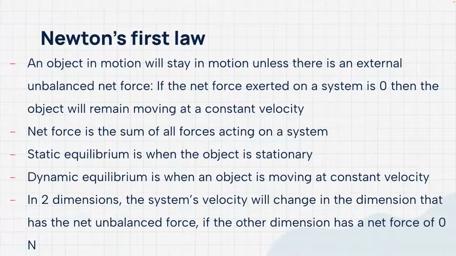In 2 dimensions, the system velocity will change in the dimension that has the net unbalanced force. For example, in projectile motion, the velocity in the y direction is changing because of g. But in the x direction, we're assuming no air resistance, so the velocity is constant. So the net force is zero. So I'll always split up the 2 dimensions and treat them separately when analyzing.